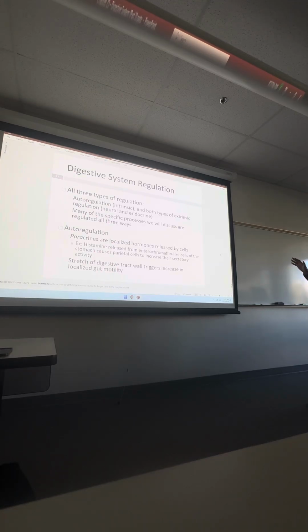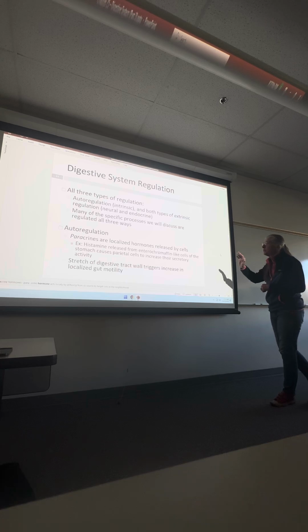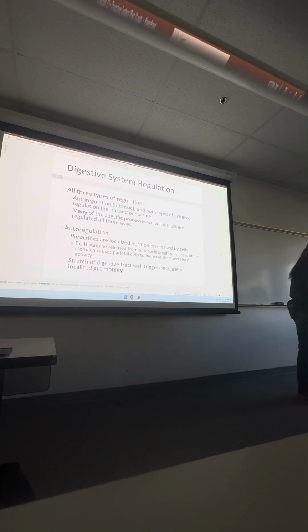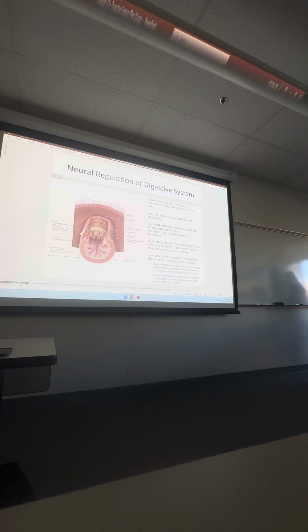So autoregulation, where things happen right there at the source. This is describing how histamine is released from these enterochromaffin-like cells. The stomach gets the parietal cells going, the parietal cells to get their job done. What do the parietal cells produce again? Hydrochloric acid. Hydrochloric acid, yep. And then the stretch, as I was saying, first and foremost.